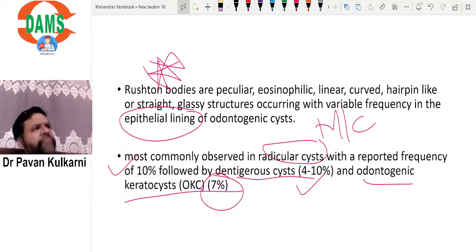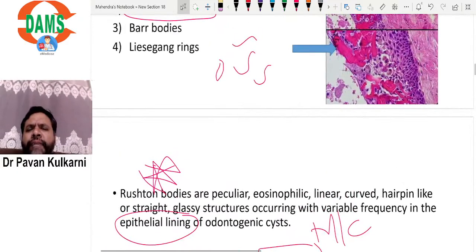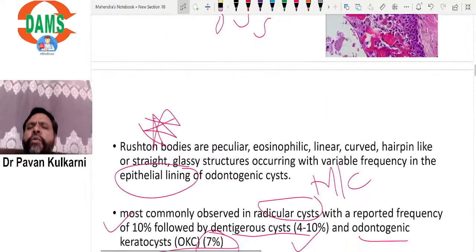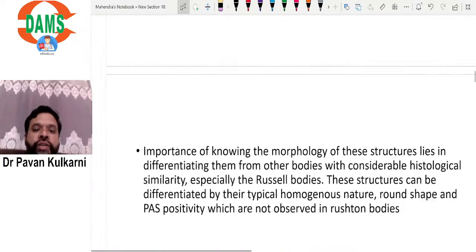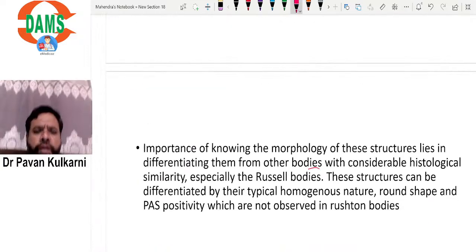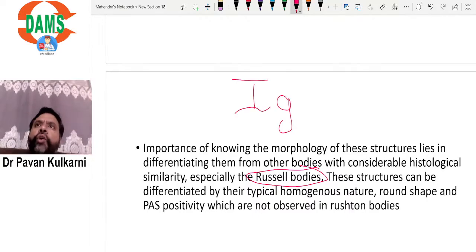Now, there are many bodies histologically. How to identify that these are Rushton bodies only? One clue I have already told you: shape. Look at the shape. They are curved shape, hairpin-like, pink structures. But there are many structures which are pink in color, eosinophilic. There are something called Russell bodies. What are Russell bodies? Russell bodies are nothing but collections of immunoglobulins. They also appear pink in color.